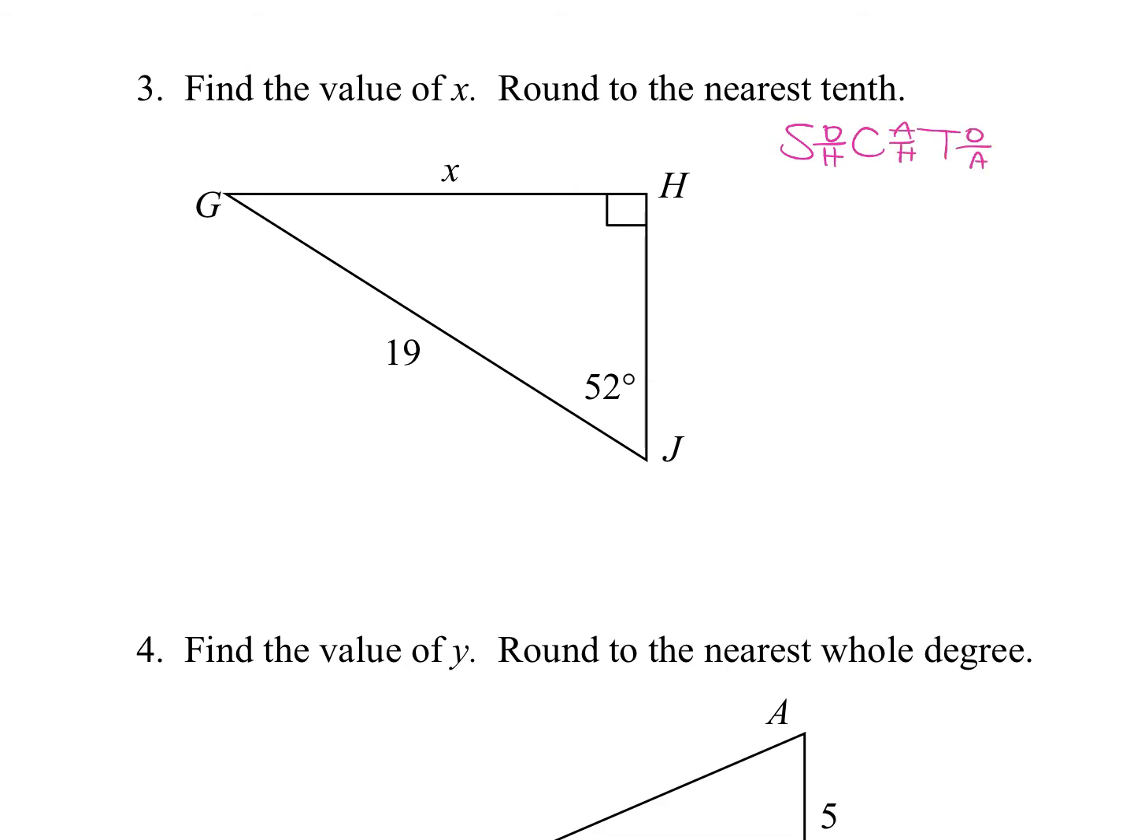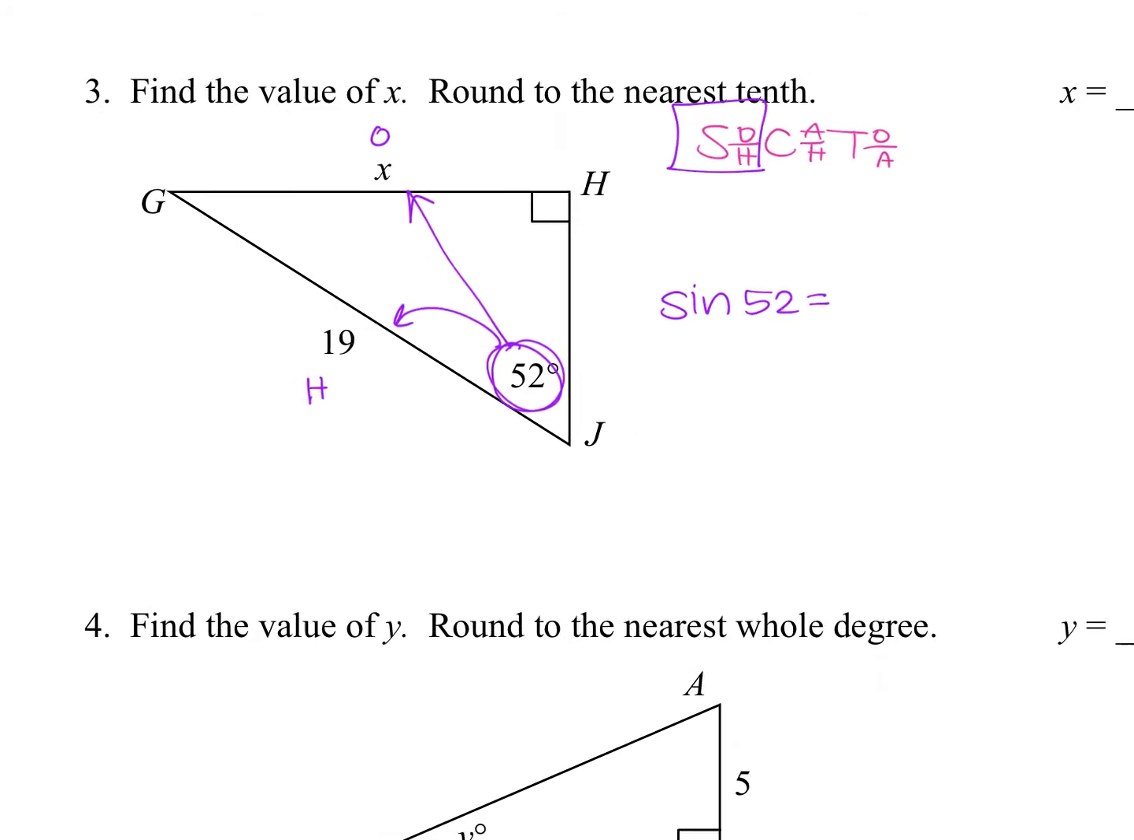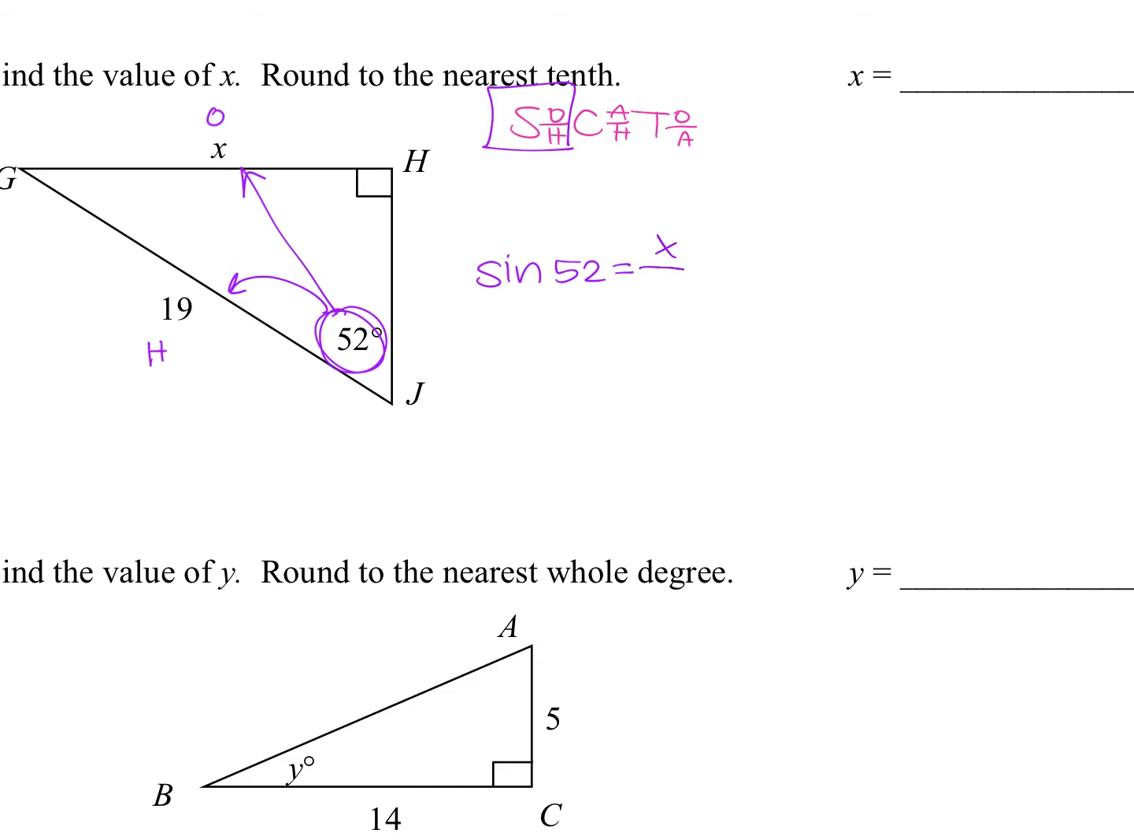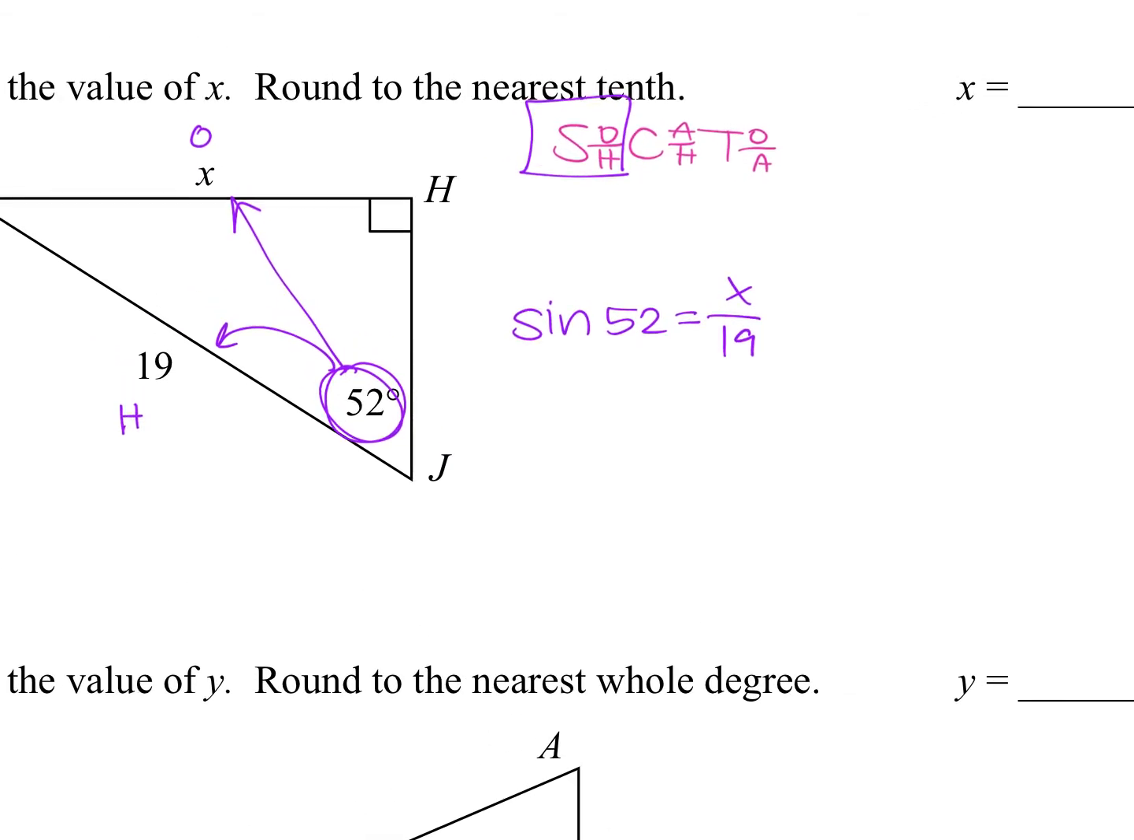SOHCAHTOA. Which trig function is this? From the angle, you have the opposite and you have the hypotenuse. So that's going to be the sine of what? What always comes after the trig function? The angle. So it's going to be the sine of 52 equals x over 19. And then how do you solve that?